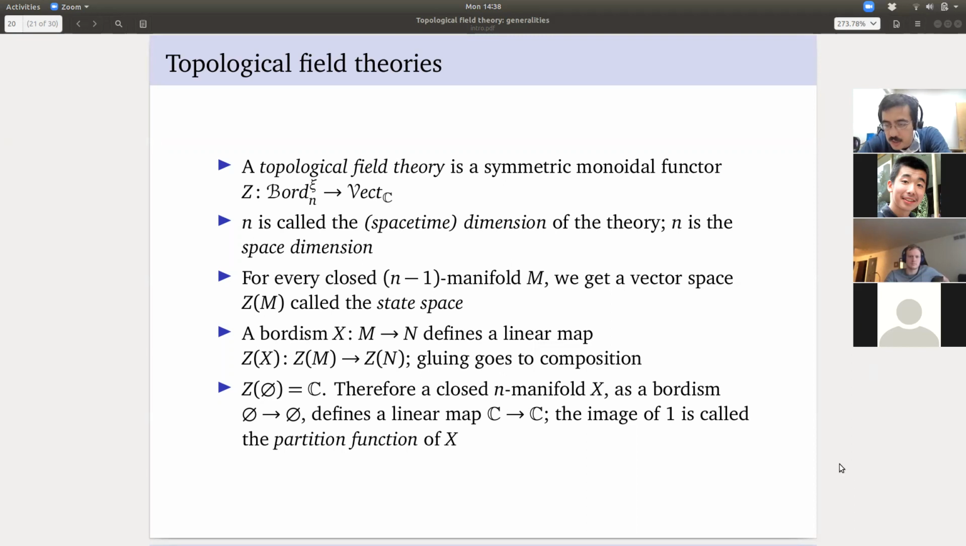So with regards to this question, sorry, I don't know how to pronounce your name, but your question about how the empty bordism sends to the complex number? Sorry, it's the empty manifold, not the empty bordism. So the empty manifold is an n-1 manifold, and a topological field theory sends it to some complex vector space. The fact that this is symmetric monoidal means that the empty set is the unit for the symmetric monoidal structure, because disjoint union with an empty set doesn't change anything. And because a TFT is symmetric monoidal, it must send the empty set to the unit in vector spaces under tensor product. And that is the complex numbers. Did this help answer your question?